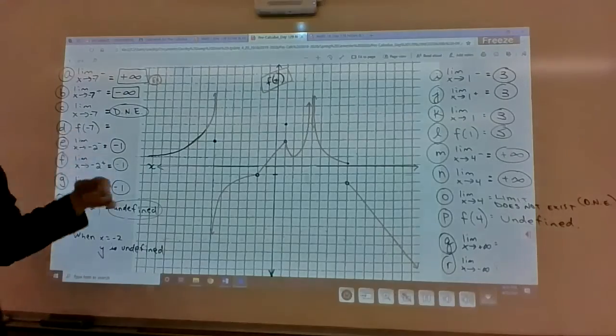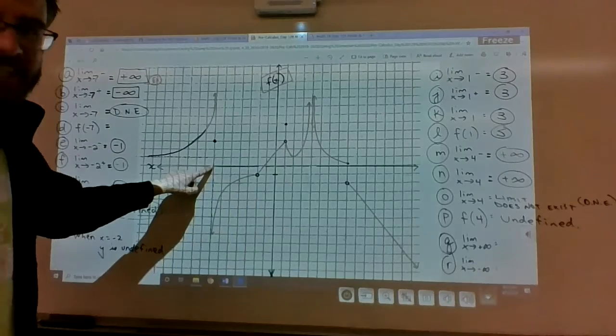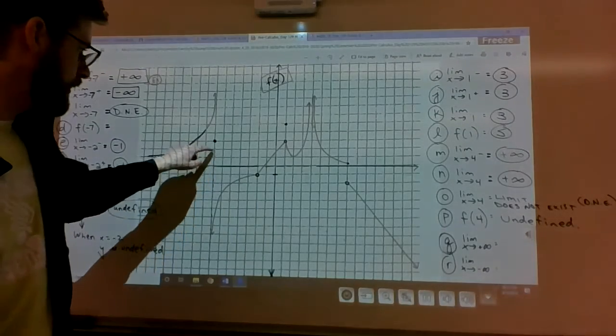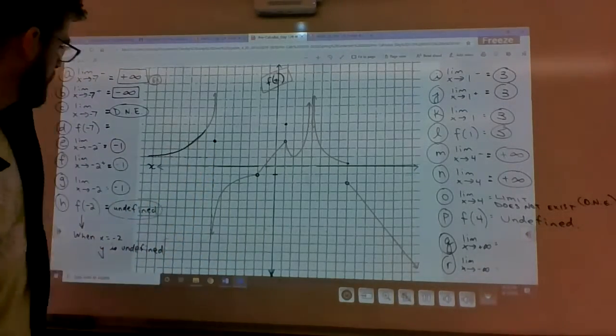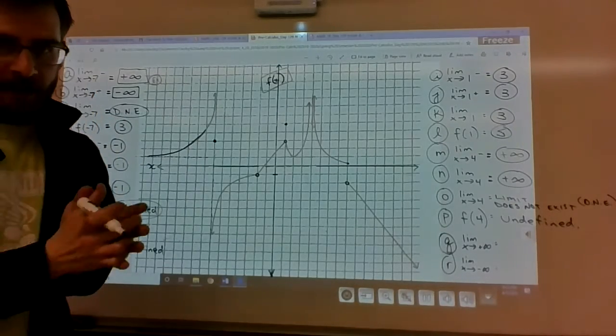All right, so the function at -7. When x equals -7, the function technically lives at 3. So 3 would be the function's actual value at that spot.